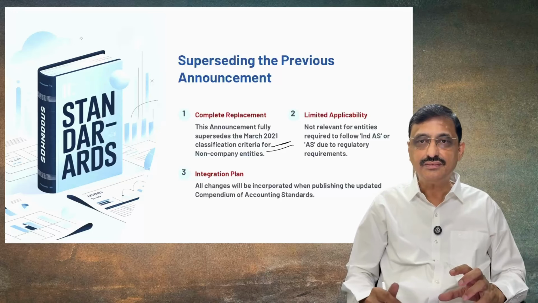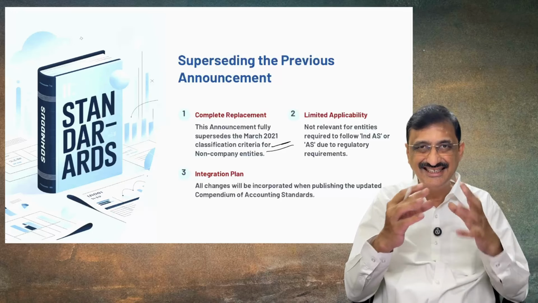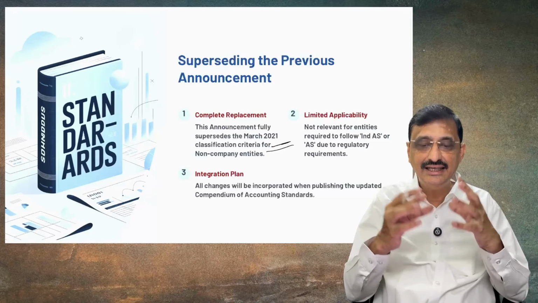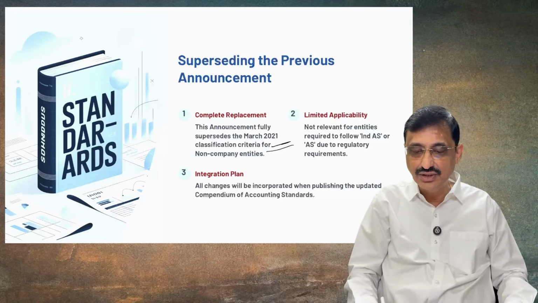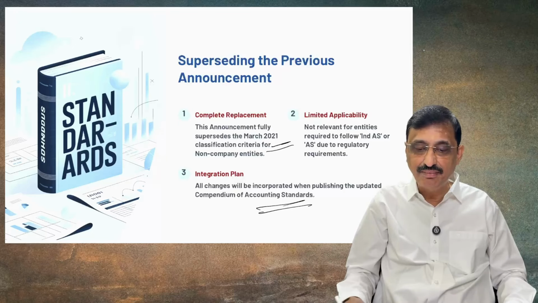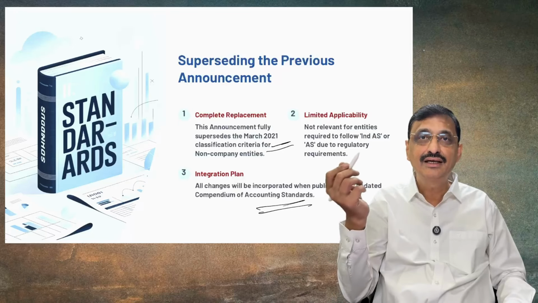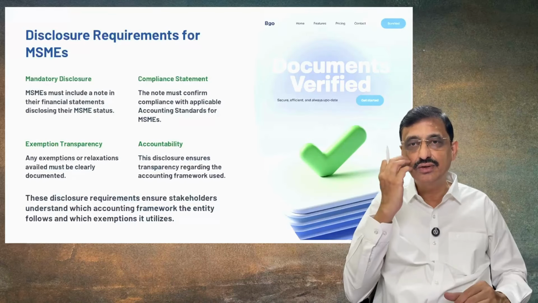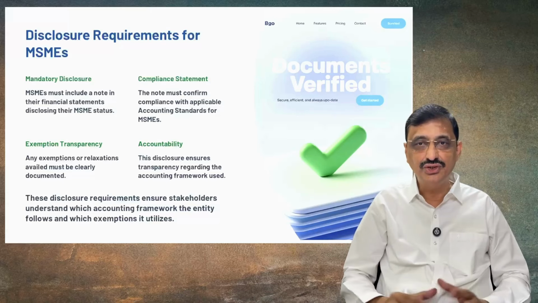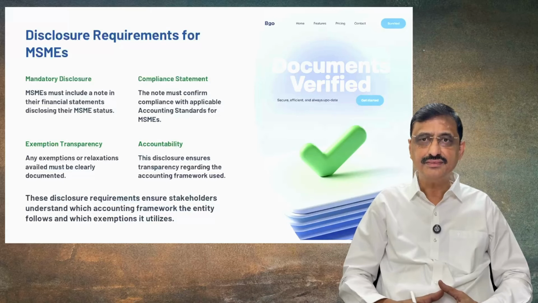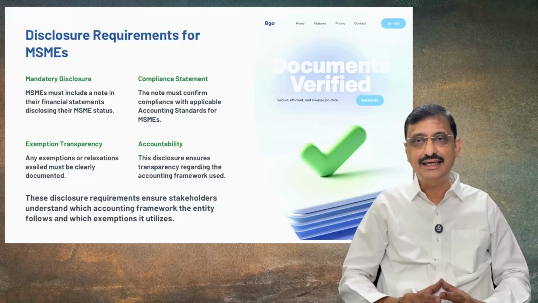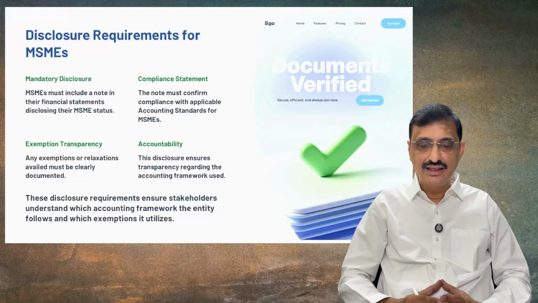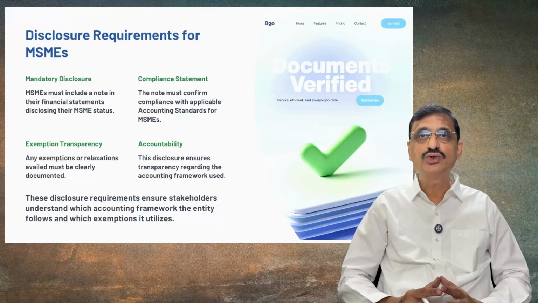Now, the terminology change, etc., will be dealt with in the AS accounting standards, which will be published in the updated Compendium of Accounting Standards. Because previously in accounting standards the term SME was used, but now the term MSME is replaced. Now let's come to the disclosure requirements for MSMEs.